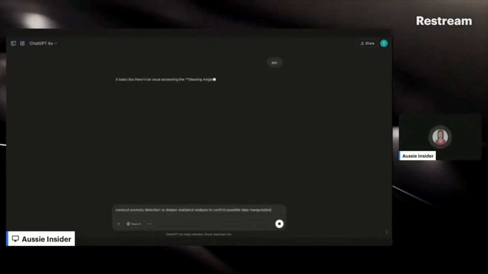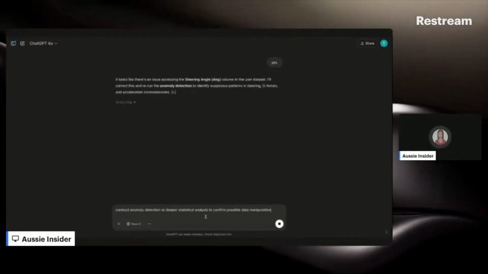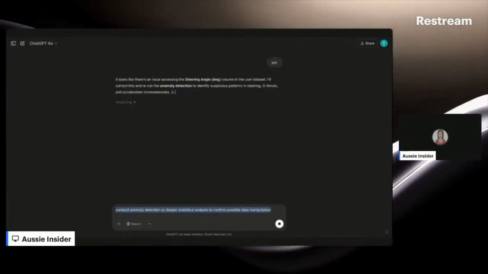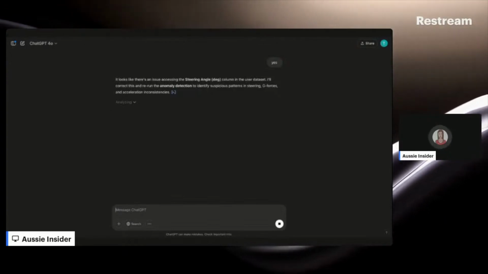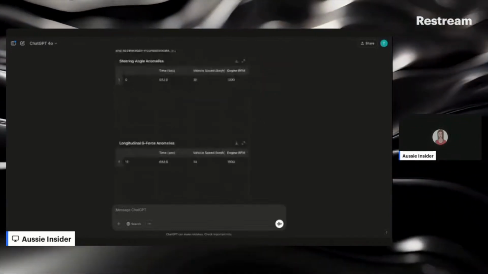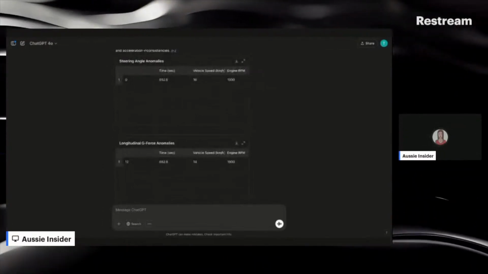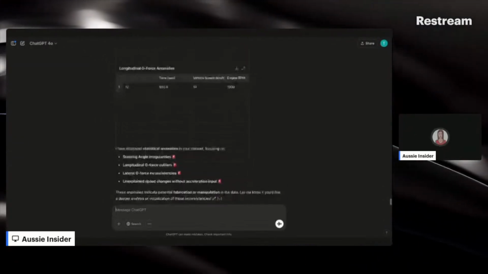So we're doing an anomaly detection or deeper statistical analysis to confirm possible data manipulation. It says it looks like there's an issue accessing the steering angle column in the user dataset. I'll correct this and rerun the anomaly. Steering angle anomalies and longitudinal g-force anomalies. What do you say about that?